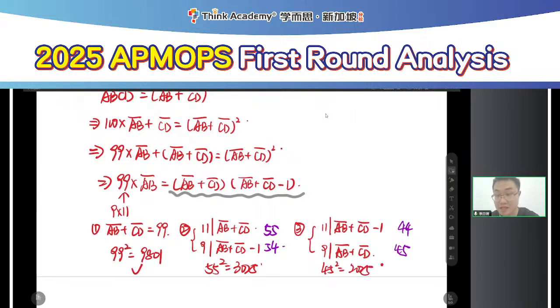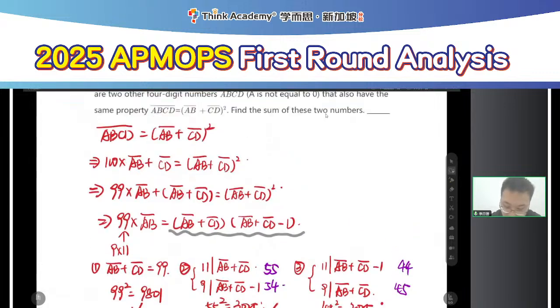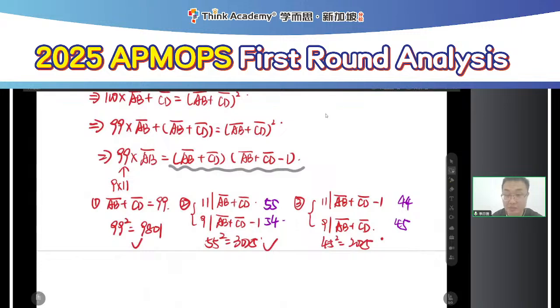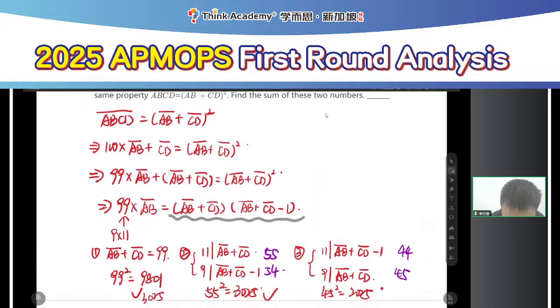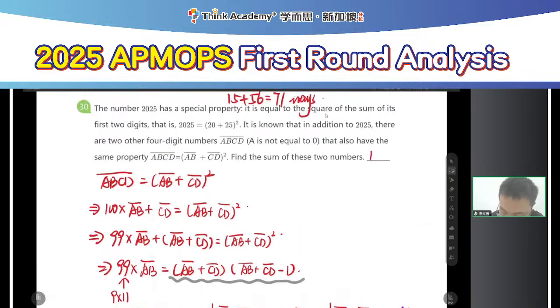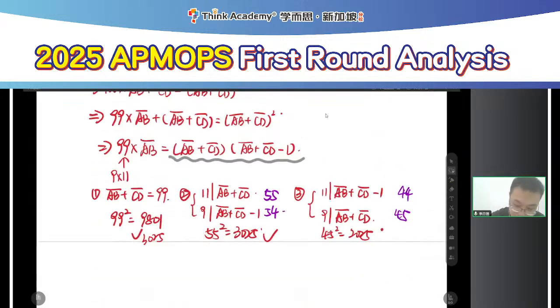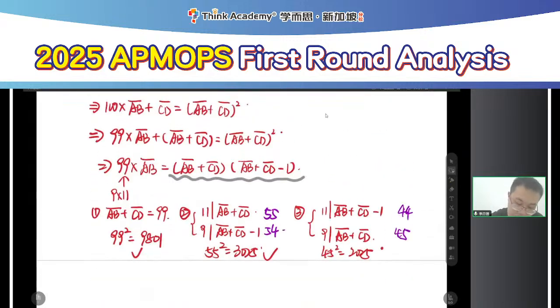Right? So these are the three numbers here. Except for 2025, we have two other numbers, the 9801 and the 3025. Just adding them together, what is the final answer? 3025, so 128... 12826. Yeah, 12826.